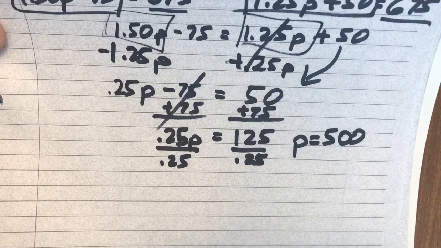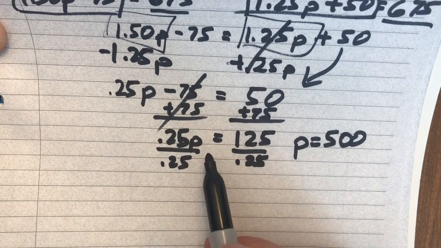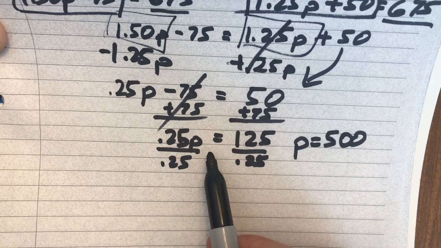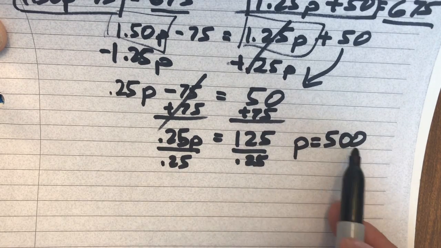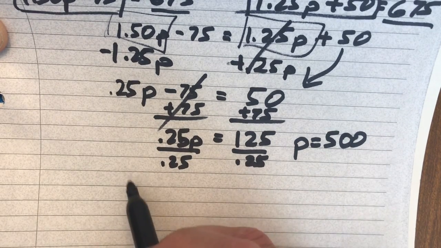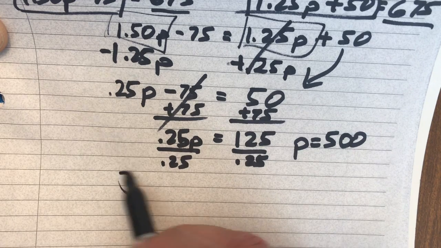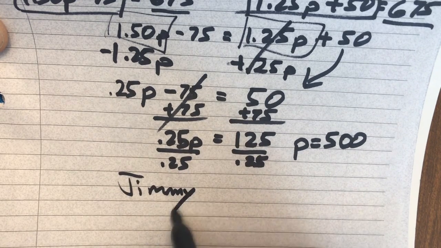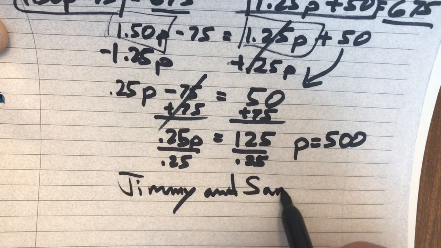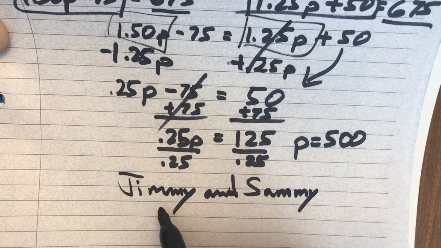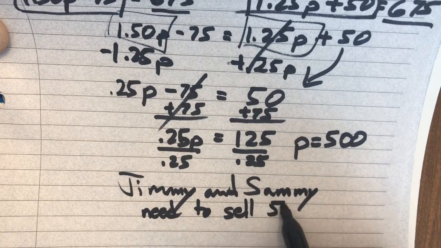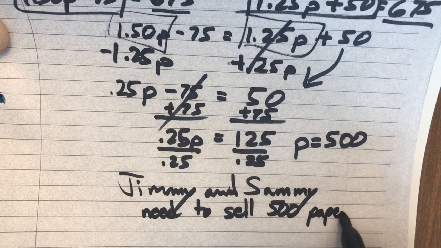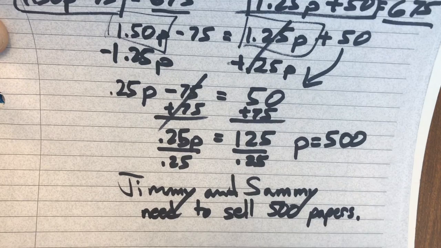So what does that mean? Well, what that means is that they will both reach the 675 at the same time if they both sell 500 papers. So that means Jimmy and Sammy need to sell 500 papers. And they'll both be able to get the bike at the same time.